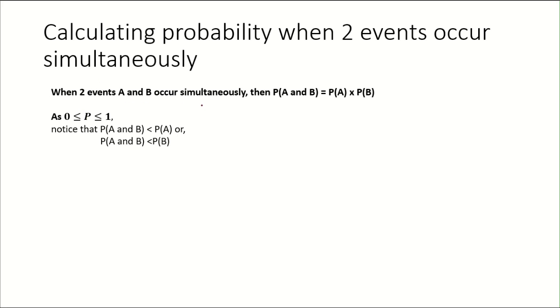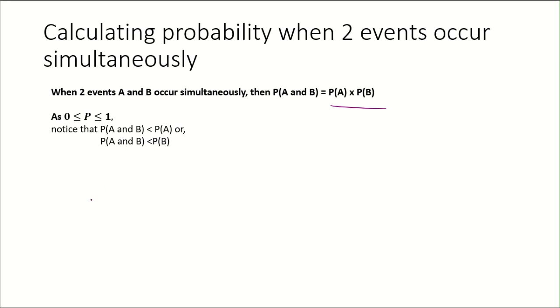When two events A and B occur simultaneously, then the probability of A and B both happening simultaneously is given by probability of A times probability of B. Now, as the probability of any given event is between 0 and 1, notice that the probability of both events occurring simultaneously, probability of A and B, is always less than the probability of the individual event, right? So it's less than probability of A or probability of B.